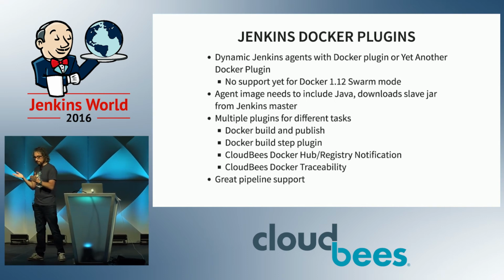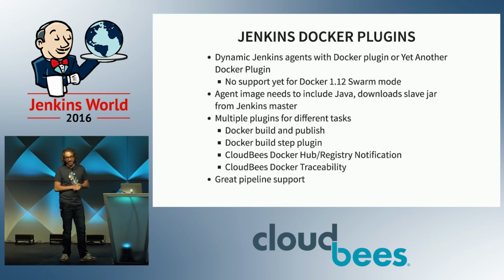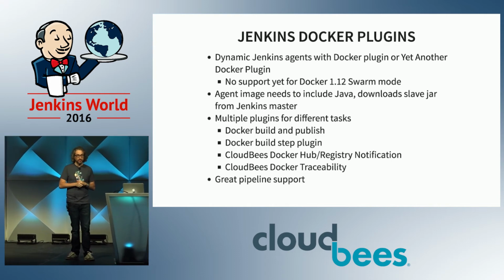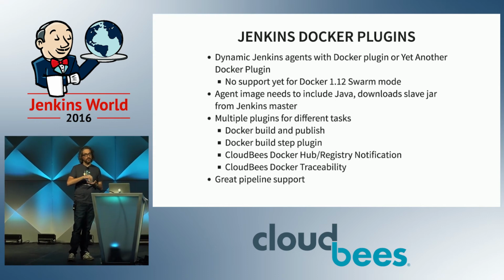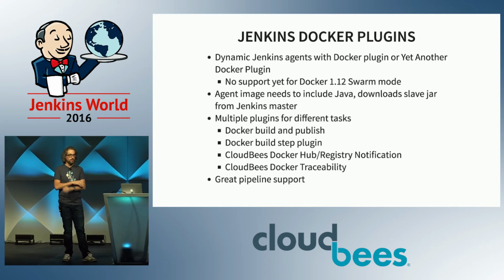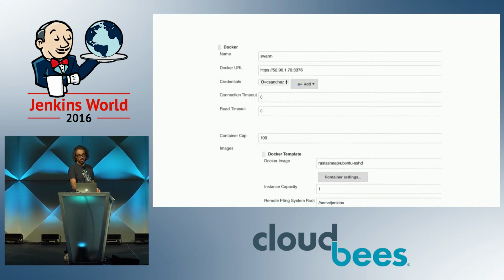So for Docker, you can have dynamic Jenkins agents using the Docker plugin or the Yet Another Docker plugin. And as I said before, there's no support yet for the Docker Swarm mode in Docker 1.12. So they basically are the same plugin that runs against one Docker host, can also run against one Docker Swarm because it uses the same API. The agent image needs to include Java because you need Java to run the Jenkins agent. And there's a bunch of different plugins to do all sorts of things with Docker, like the Docker build and publish, to build Docker images, and so on. And it has great pipeline support because it was the original one.